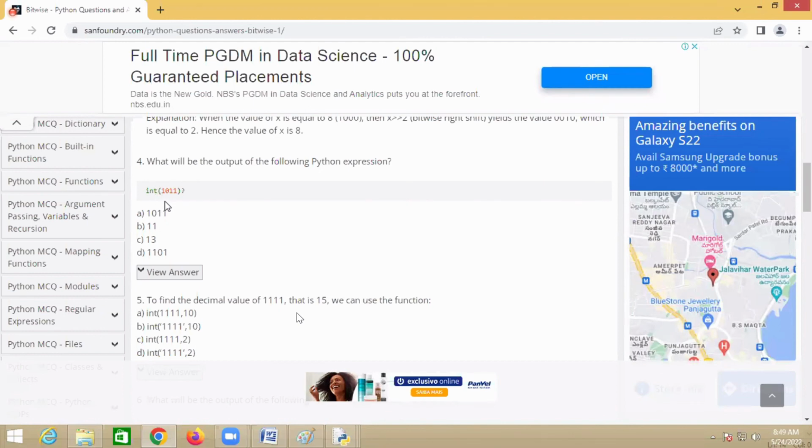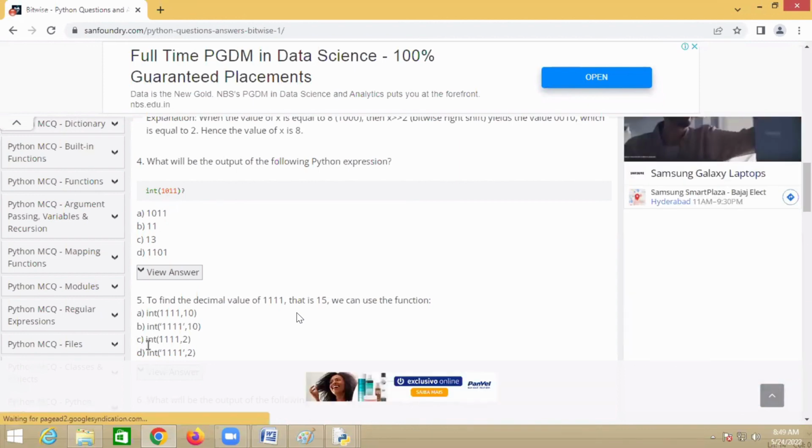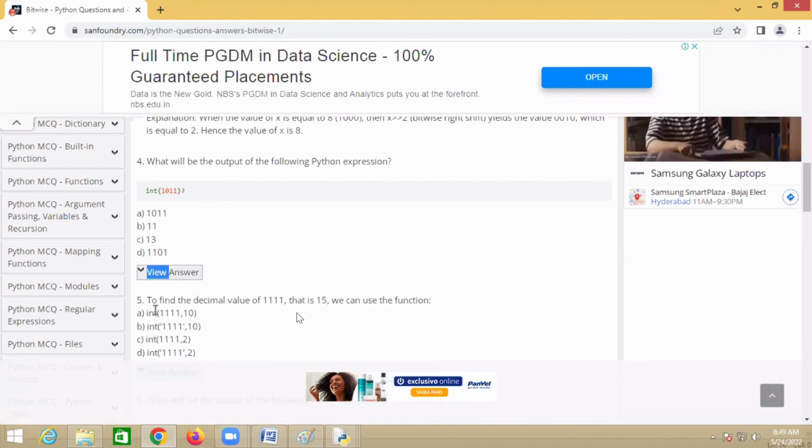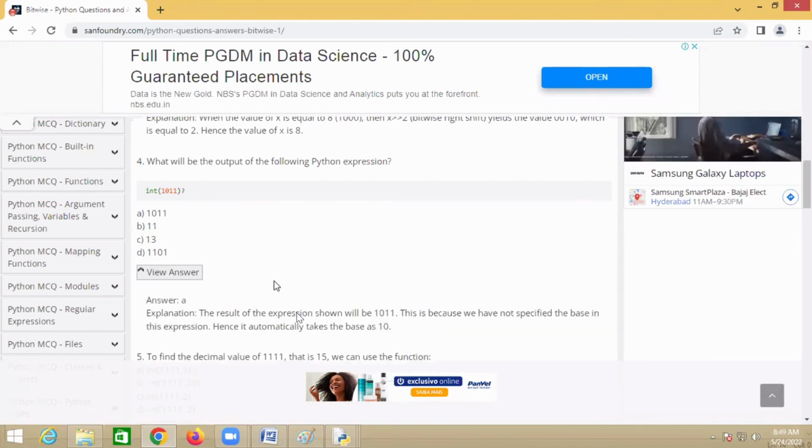So integer of 1011. Integer of 1011 is what? 1011 only. So what is the result now? 1011. This is not binary. It is decimal.